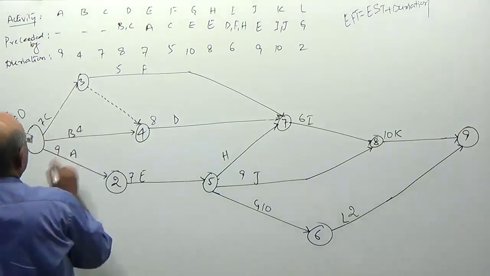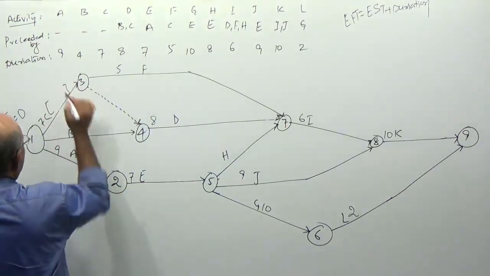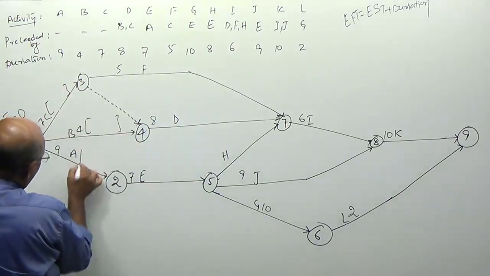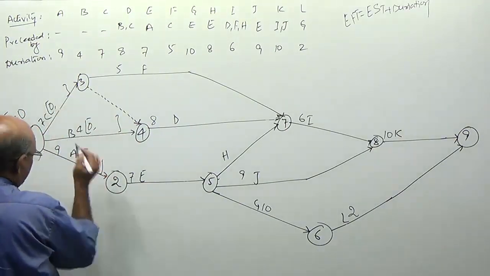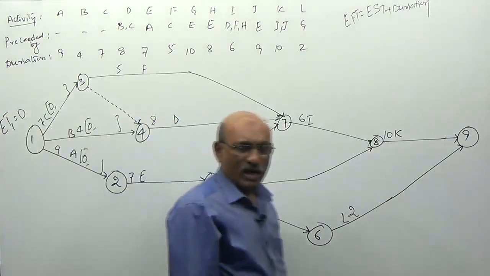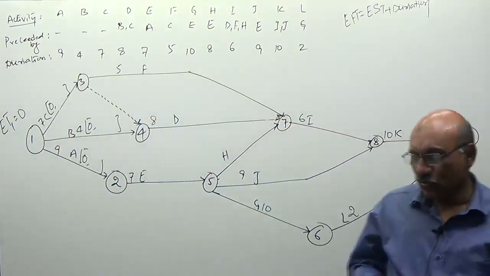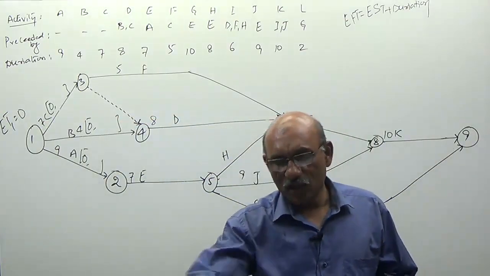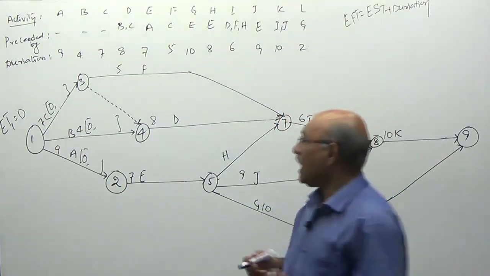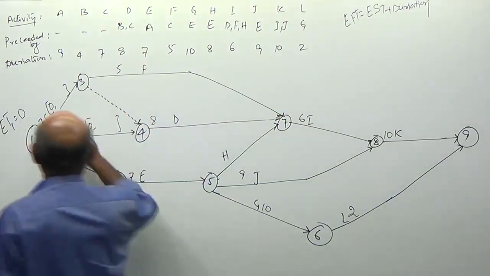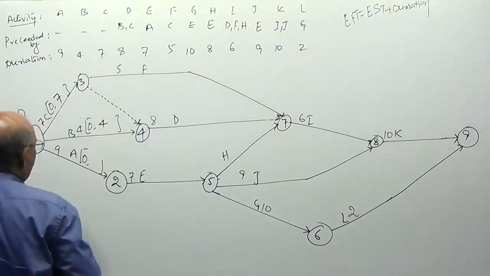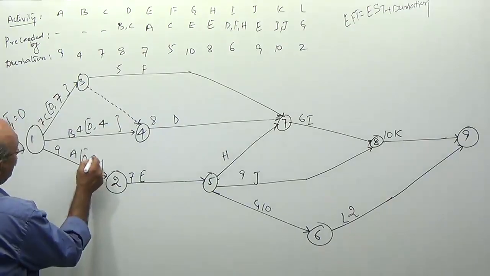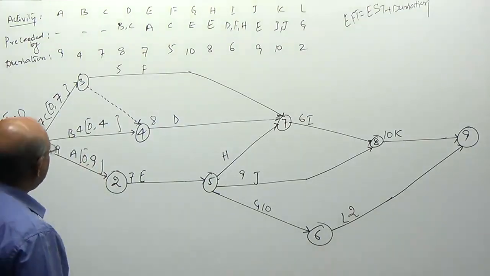So, for all these 3 activities, 0 is the starting time, sir. To this starting time, what I have to do? Add the duration to get the completion time. 0 plus 7 is equal to 7. 0 plus 4 is equal to 4. 0 plus 9 is equal to 9.